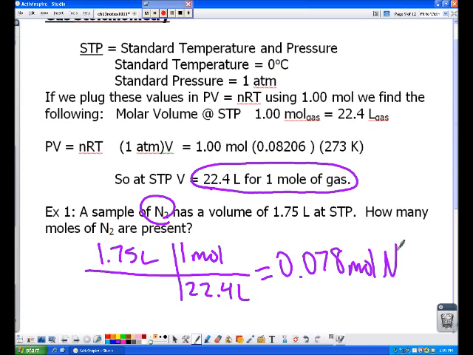You can only use that if it's a gas, and you can only use that if the temperature is 0 Celsius and the pressure is 1 atmosphere. Quite often it won't say the temperature or pressure, it'll just say at STP. It'll just tell you this, it's at standard temperature or pressure. Bam, you just do it. There's one question like this on the homework where you just convert the moles to volume and you're done.